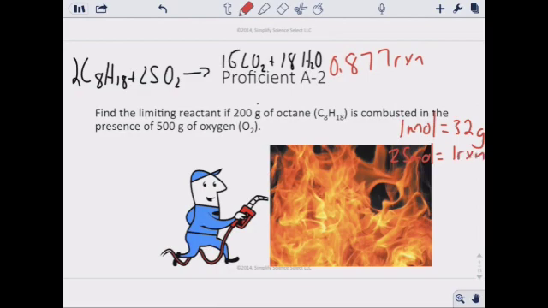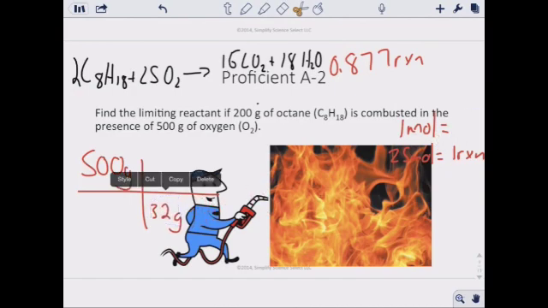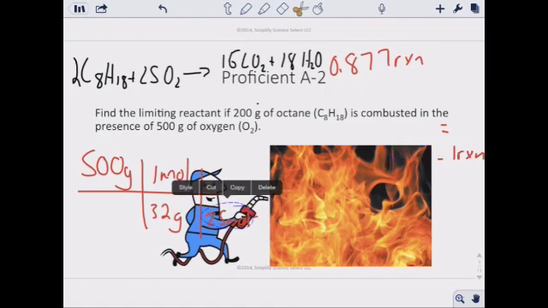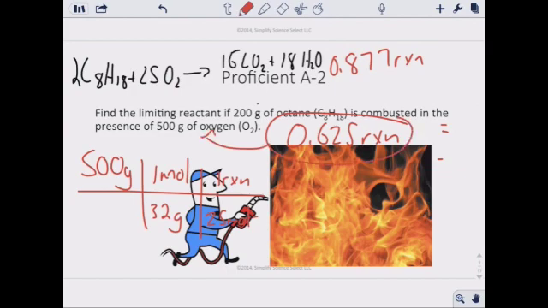So when we're doing this, start with what we got, 500 grams, and we put our grams on the bottom, moles of oxygen on the top, and then we have 25 moles to every one reaction. And what we see here is we work this out, and we'll get 0.625 reactions, and that means that oxygen will produce less, so oxygen is the limiting reactant.